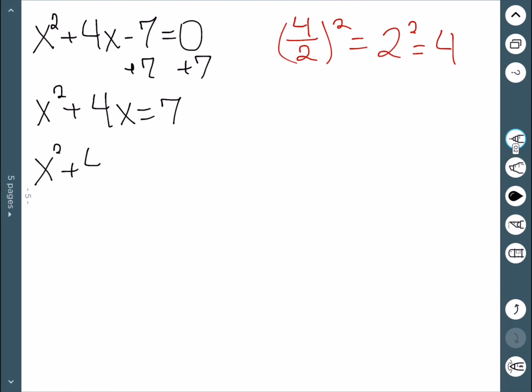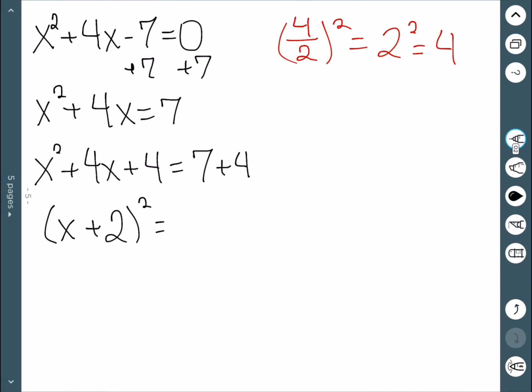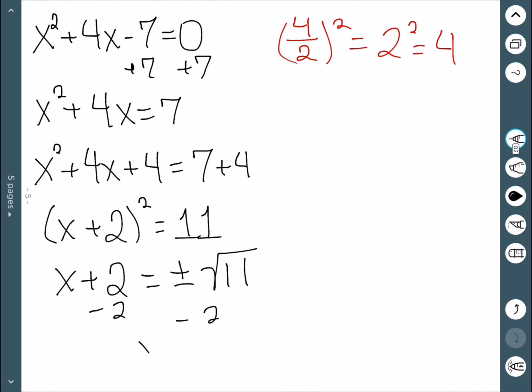X squared plus 4x plus 4 equal to 7 plus 4. On the left, this will factor to x plus 2 squared, and on the right, 7 plus 4 is 11. If I take the square root of both sides, I get that x plus 2 is equal to plus or minus the square root of 11. And then subtracting 2 gives me my result. X is negative 2 plus or minus the square root of 11.